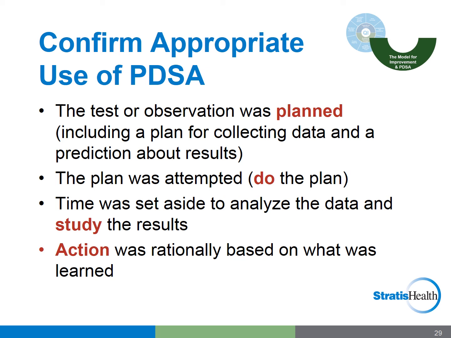The test or observation was planned, including a plan for collecting data and a prediction about results. The plan was attempted. Did you carry out your test and collect your data? Time was set aside to analyze the data and study the results. Action was rationally based on what was learned. What are you going to do next based on the results?